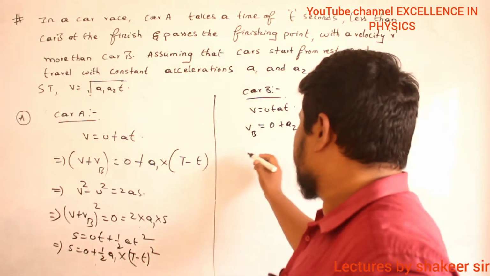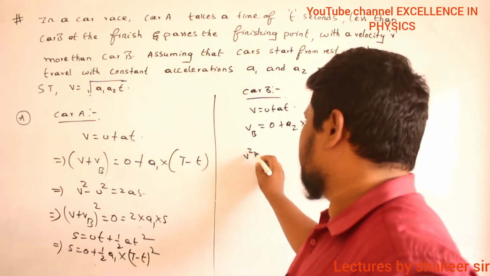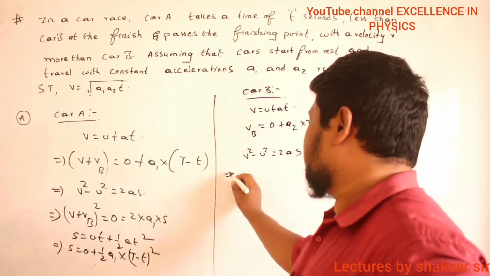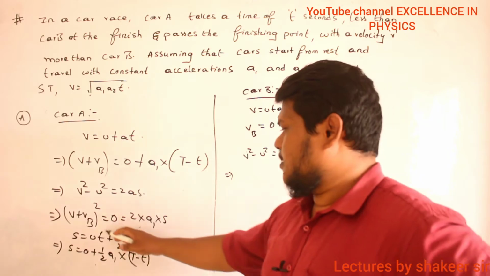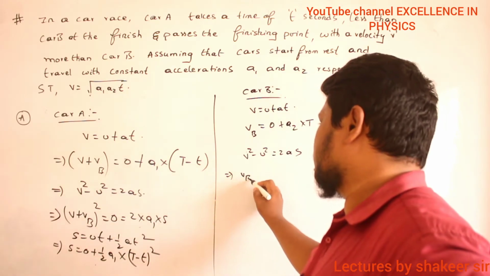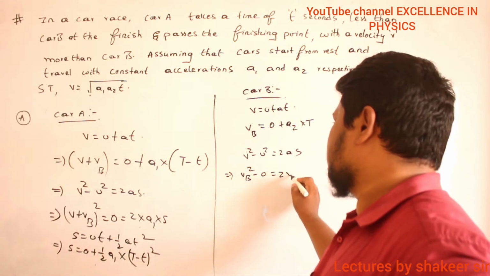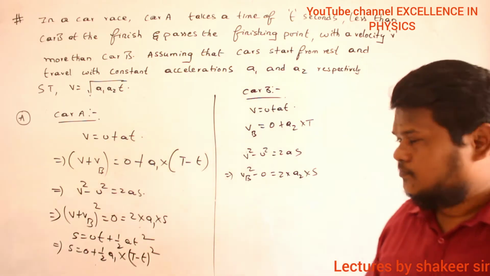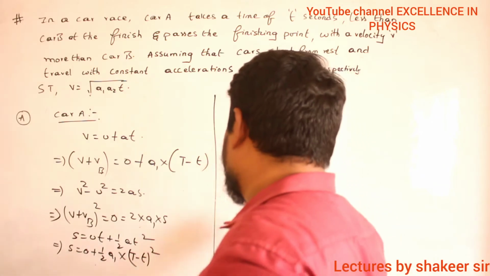Next, one more equation. What is the second equation I can use? v square minus u square is equal to 2as. So what is the final velocity of car B? Final velocity of car B is vb. So vb square, initial velocity is 0, so 2 into acceleration a2, displacement is s. Clear? Now what is the final equation?